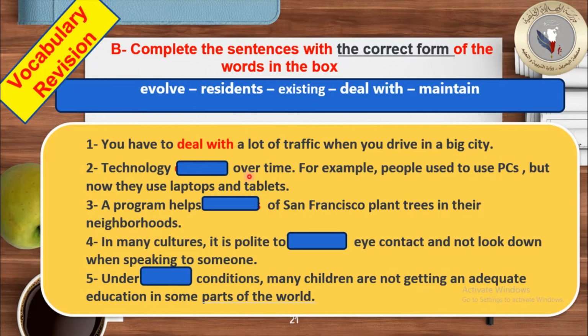Okay, so number two, technology space over time. For example, people used to use PCs, but now they use laptops and tablets. What would you choose? Yes, well done. Evolve. Well done. But stop. Don't put evolve and go. No. Stop. Look here. You have to adjust the verb here to match with the subject. Here technology is what? Singular subject.